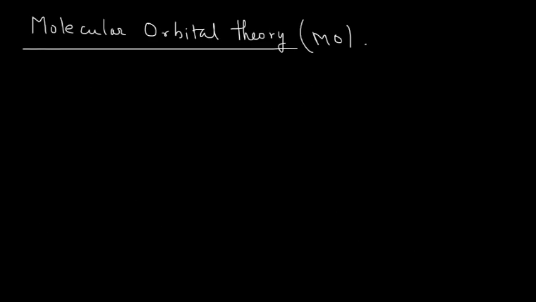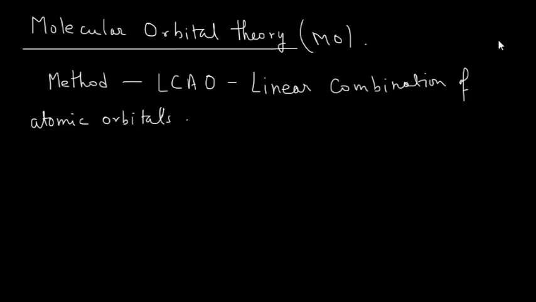Molecular orbital theory goes a step further, and according to the definition, molecular orbitals are mathematical methods that combine atomic orbitals to produce new orbitals, which are called molecular orbitals. The mathematical method by which molecular orbitals are formed is known as linear combination of atomic orbitals, LCAO.